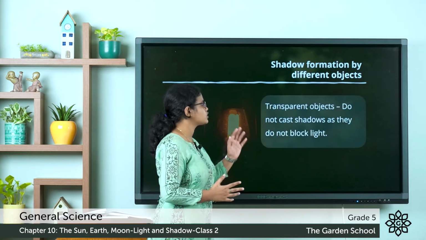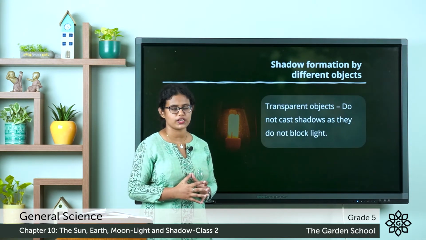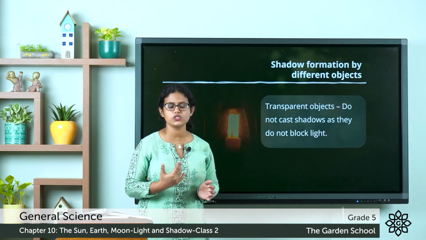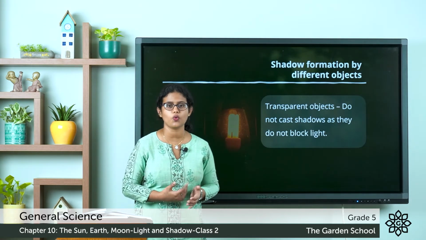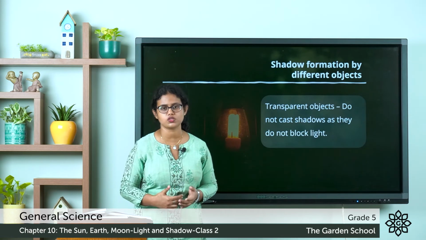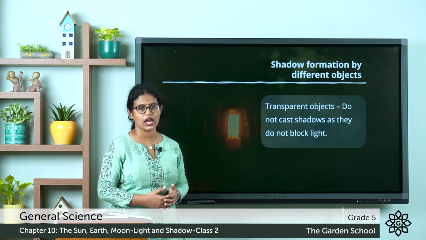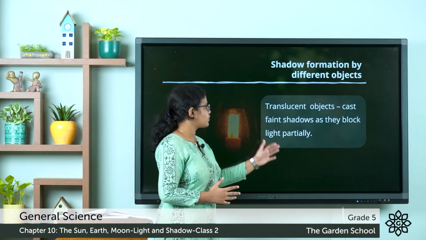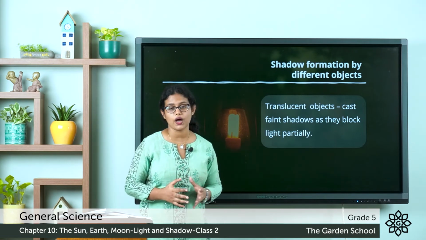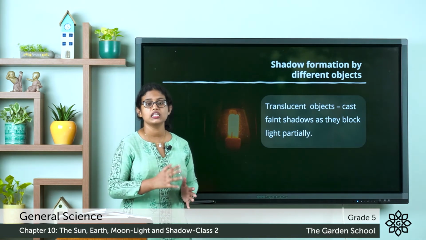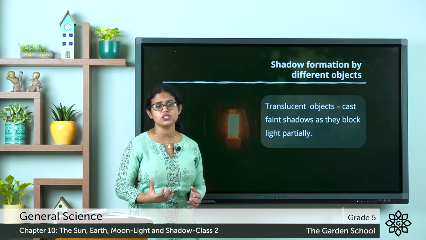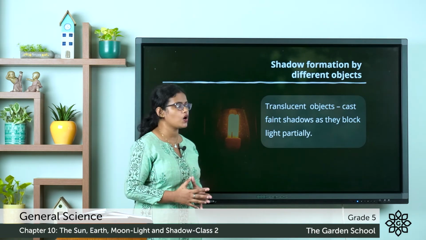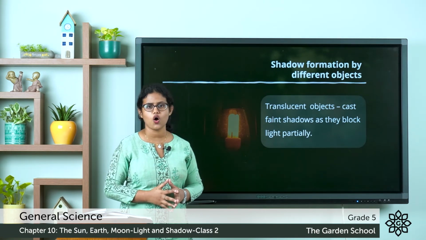The next is transparent objects. So, what about transparent objects? They do not cast shadows as they do not block light. So, transparent objects do not cast shadows. Why? Because they allow light to pass through them, so they do not cast shadows. The next, that is translucent objects. They cast faint shadows as they block light partially. So, what about translucent objects? They cast faint shadows because they allow light to pass through them partially. So, that is about the shadow formation by different objects.